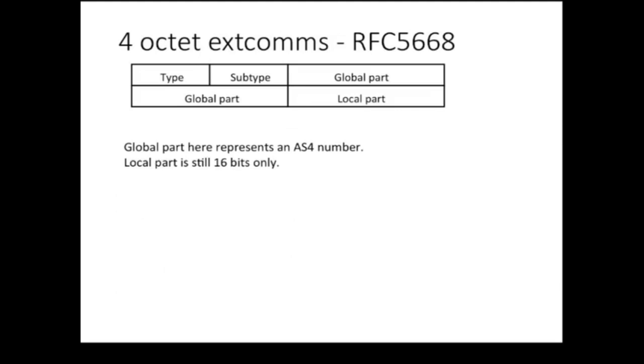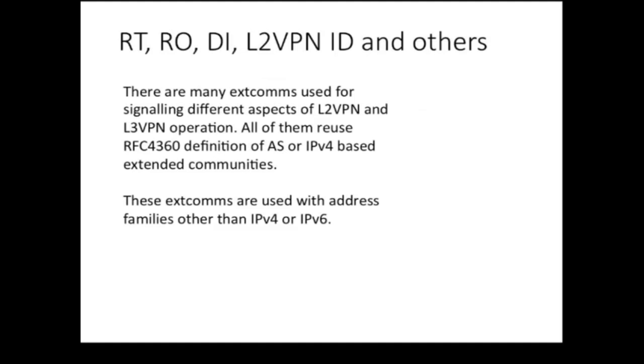Then there is, in fact, a specification which defines extended communities for 4-byte ASs. The only thing that it does is basically rename the global field to represent the 4-byte AS instead of a 32-bit quantity on an IPv4 address. But the local part, or the remainder of that container, still can only hold 16 bits, not enough.